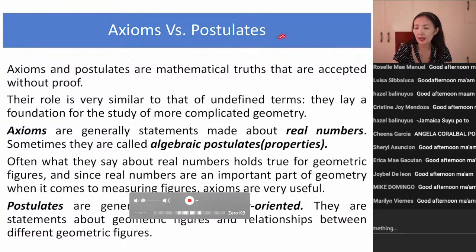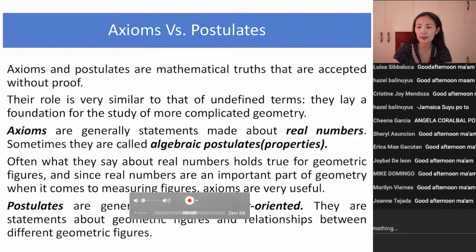Now, these are accepted to be mathematical truths, so we don't have to justify or prove them. Their role is very similar to that of the undefined terms in geometry, like lines, planes, points. Axioms are generally statements made about real numbers, sometimes called algebraic postulates, or properties like the properties of equality. Often they are about real numbers, and they also hold true for geometric figures, since real numbers are an important part of geometry when it comes to measuring the figures.